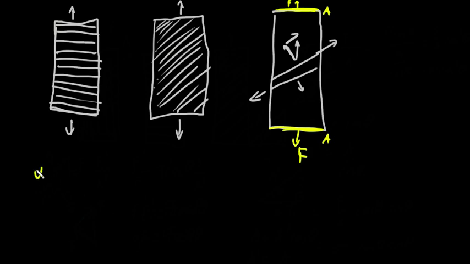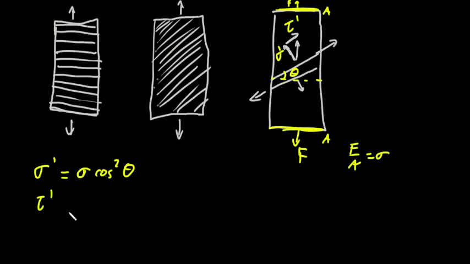The resolved tensile stress, technical terms, is equal to the original stress, which is just the force on the area, so F over A, times cos squared of the angle, and the angle is from the cross-section to the horizontal. And my resolved shear stress is going to be the original tensile stress times cos theta sine theta.